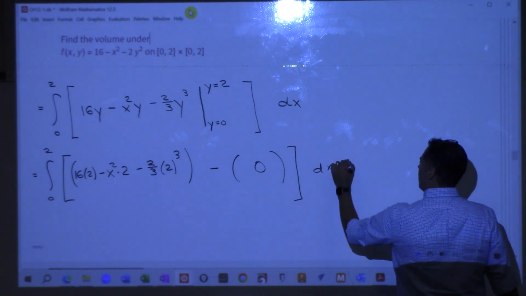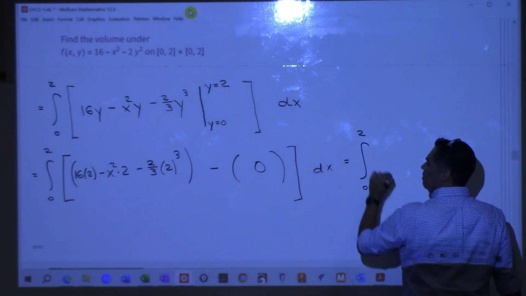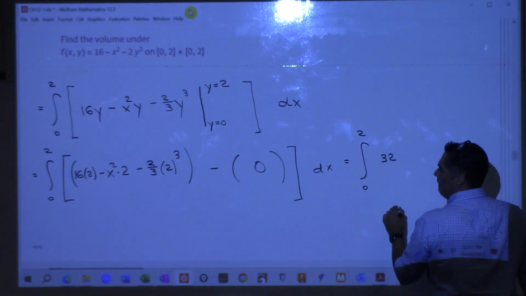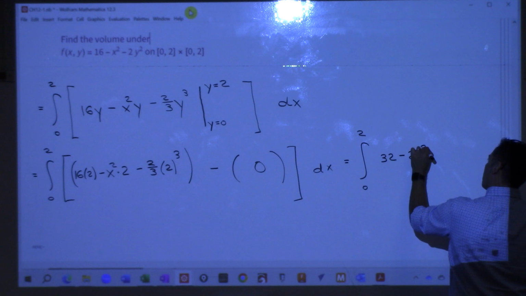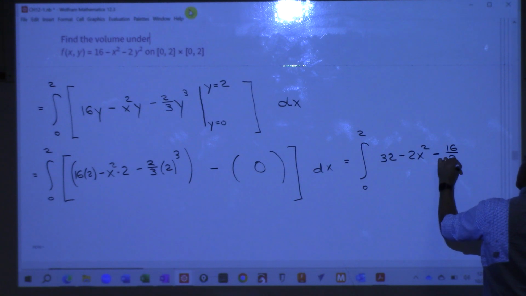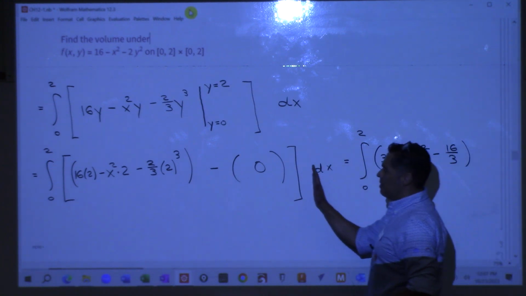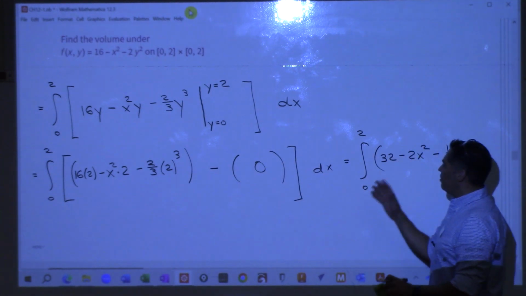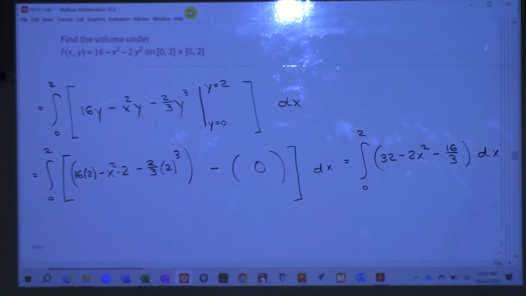Let's clean that up. Integral from 0 to 2, 32 minus 2x squared minus 16/3, right? Okay, that's what everything in the bracket turned out to be, right? But do you see I don't really need the bracket now? I am literally back in Cal 2 now, right? This is just an integral from 0 to 2 of this with respect to x. All you see in here are x's and constants. Think you could do that? Yeah? Okay, let's go ahead and finish it up.